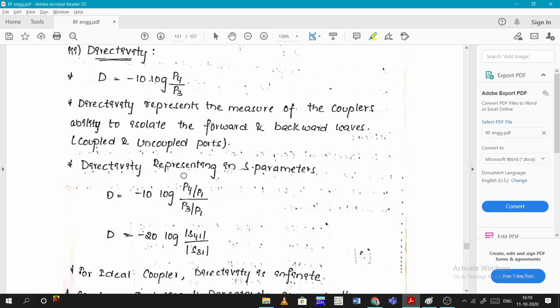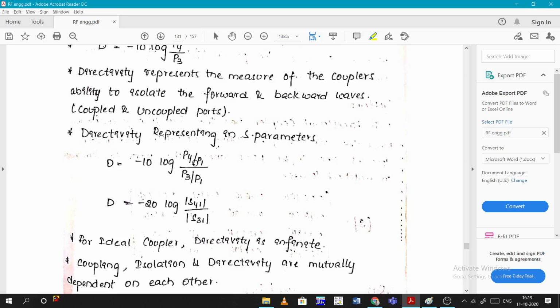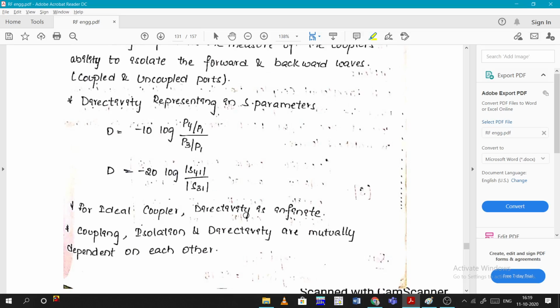So directivity in S parameters: we can write P4 by P1 over P3 by P1, where we already got P4 by P1 as S41 and P3 by P1 will be S31. Ideally the coupler directivity is infinite, because again S41 is 0, so the directivity also becomes log 0, that is infinite. Coupling, isolation and directivity are mutually dependent on each other.